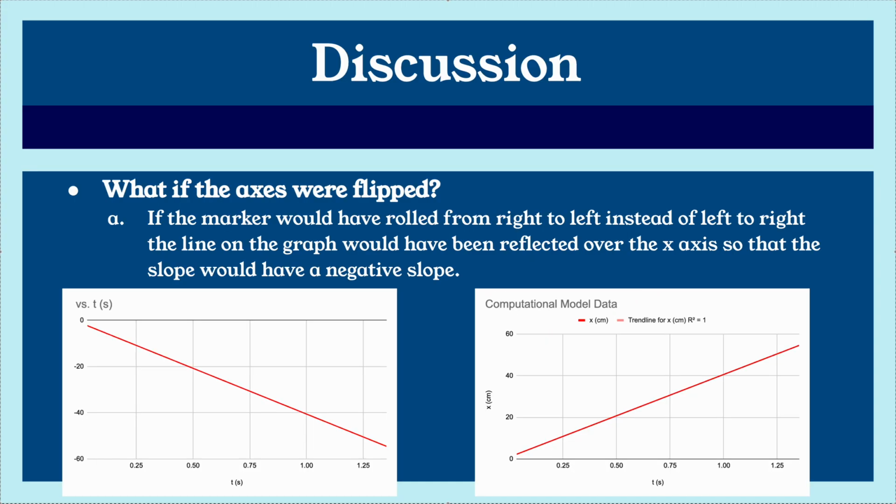Now, what if the axes were flipped? If the marker had rolled from right to left instead of left to right, the graph would be reflected over the x-axis, as seen on the left. However, this would not change the results from the experiment, because the marker would still be rolling at a constant velocity but in the negative x direction instead of positive x direction.